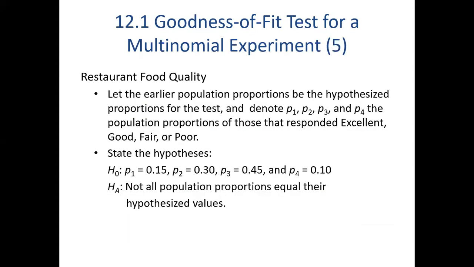Okay, so restaurant food quality. Let the earlier population proportions be hypothesized proportions for the test and denote P1, P2, P3, and P4 because there are 4 categories. The population proportions of those that responded excellent, good, fair, or poor. That is P1, 1 stands for excellent, 2 stands for good, 3 stands for fair, and 4 stands for poor. So state the hypothesis. Null hypothesis H sub 0, the proportions are same as last year. P1 is 0.15, P2 is 0.3, P3 is 0.45, and P4 is 0.1. Alternate, not all population proportions equal their hypothesized value.